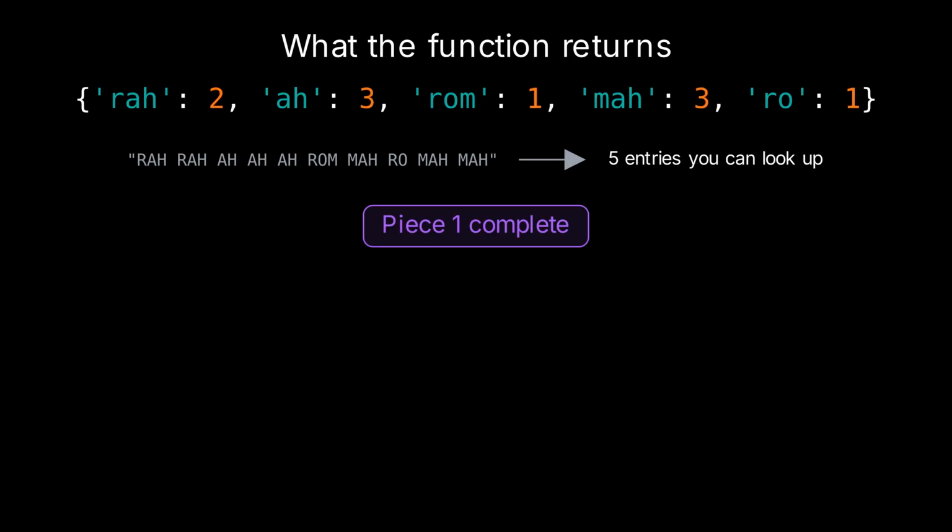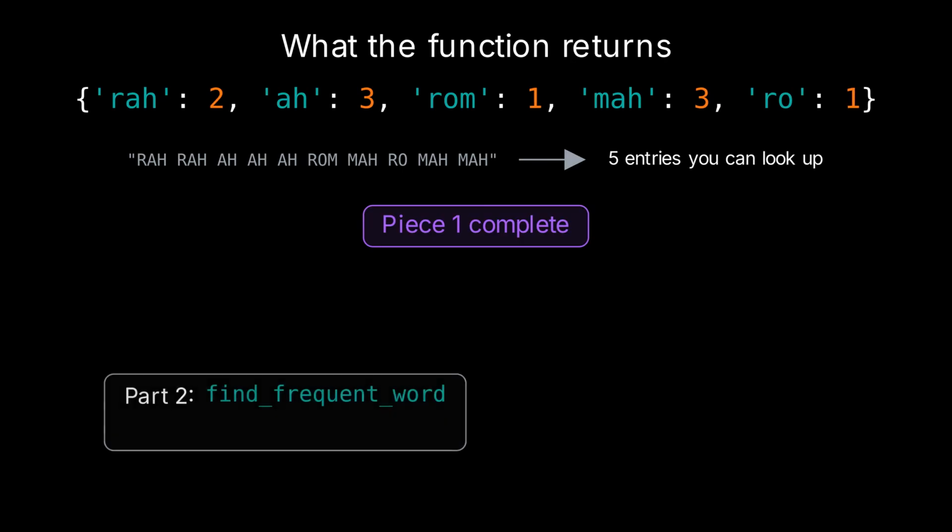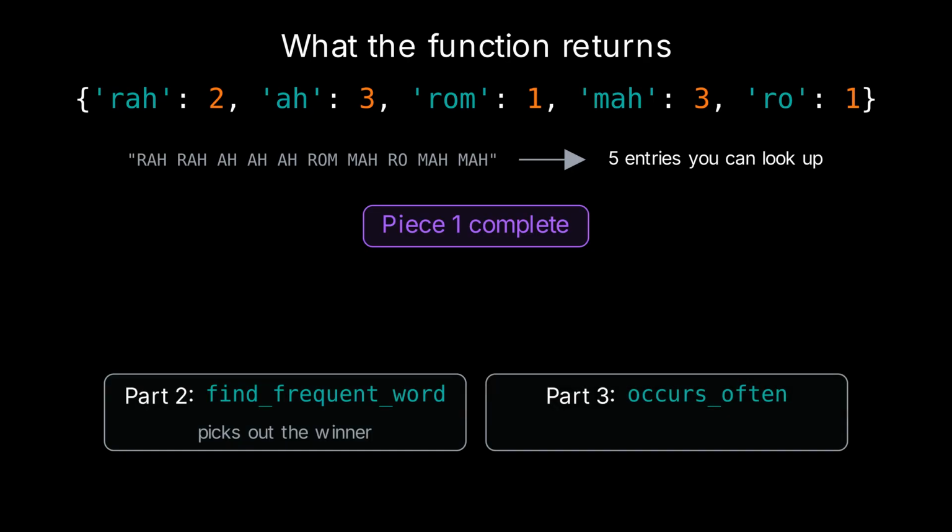With the counts in hand, the hard part is nearly over. In the next video, we write piece 2, find frequent word, which reads these counts and picks out the winner. And piece 3, occurs often, which lists every word above a chosen threshold. The frequency dictionary we just built is what makes both of them easy.